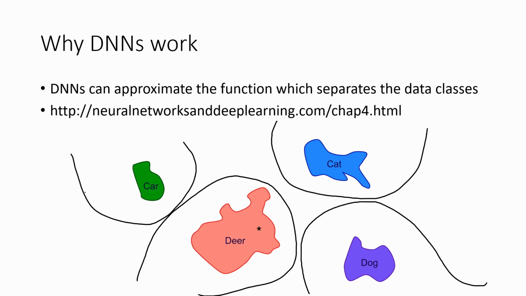So if I give you an image of a deer and you put it inside of this black decision boundary, it's probably a deer. It is going to be a deer. What we're trying to do with machine learning is learn exactly what these black lines look like. We're trying to learn what these curves look like.